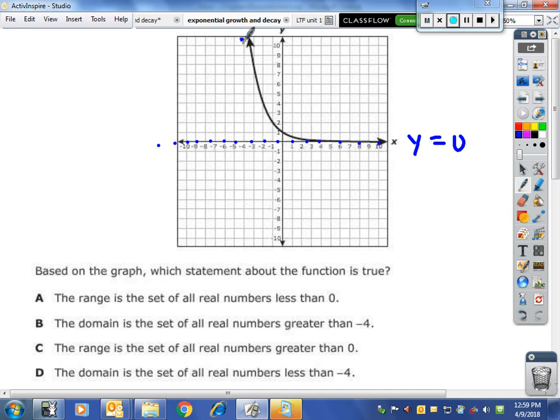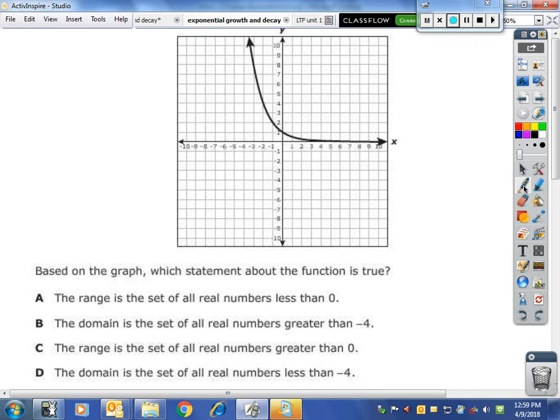Now, I have seen them try to trick kids by talking about this as an asymptote. Is that an asymptote? No, because this is going out forever. This would absolutely cross that line eventually. It's going up and out. Exponential functions do not have vertical asymptotes, only horizontal. So keep that in mind.